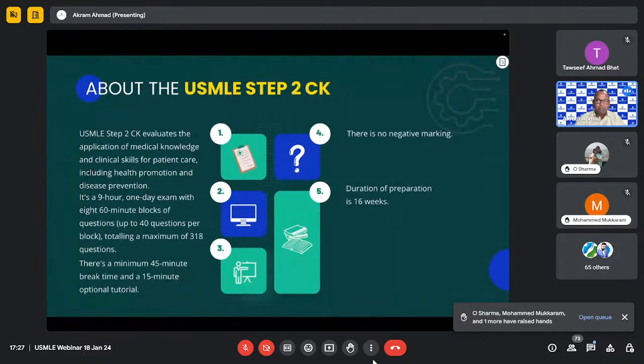And this is part two. Once you pass part one, then you can go for part two as well. Again, for this there is no negative marking, and we will again provide four months of coaching for part two. Those who pass part one can then go separately for part two.